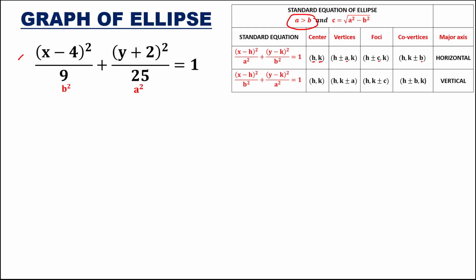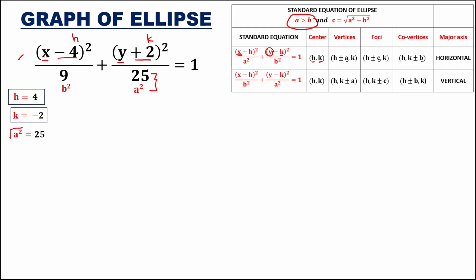Then to find H, since H is from X, and this one is X, therefore this is H, and take the opposite sign. Since this one is -4, therefore H is +4. Then to solve for K from Y, since this one is Y, therefore this is K, and take the opposite sign. So K is -2.